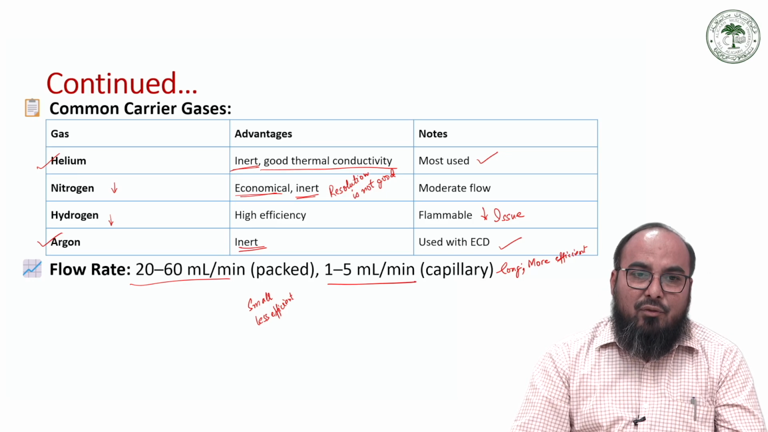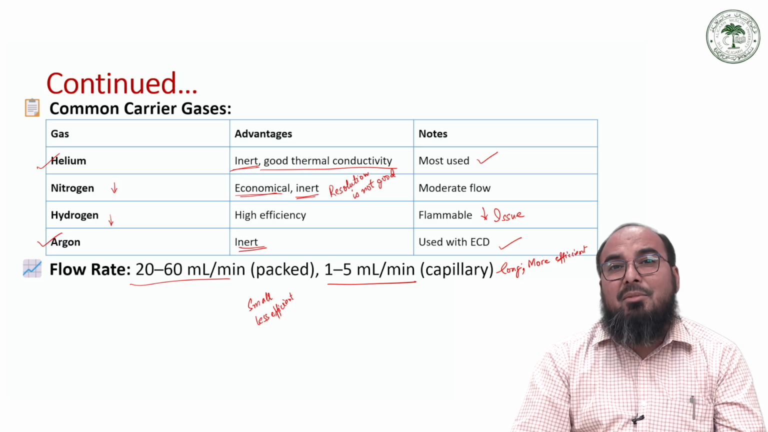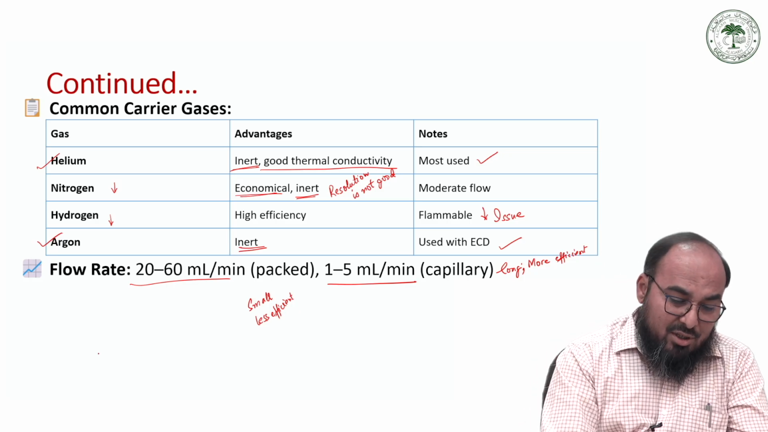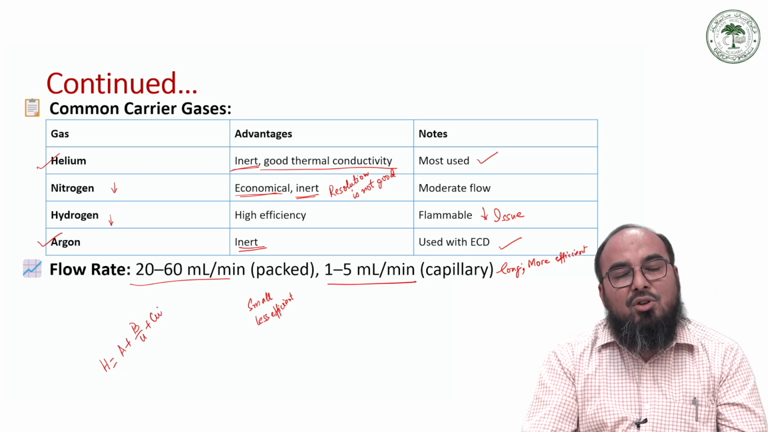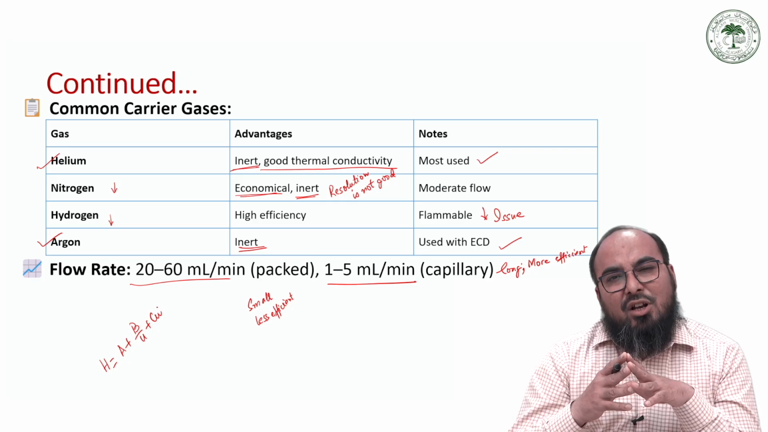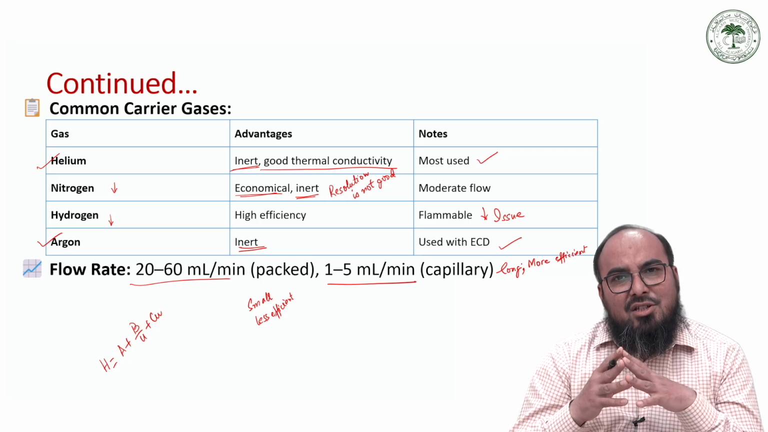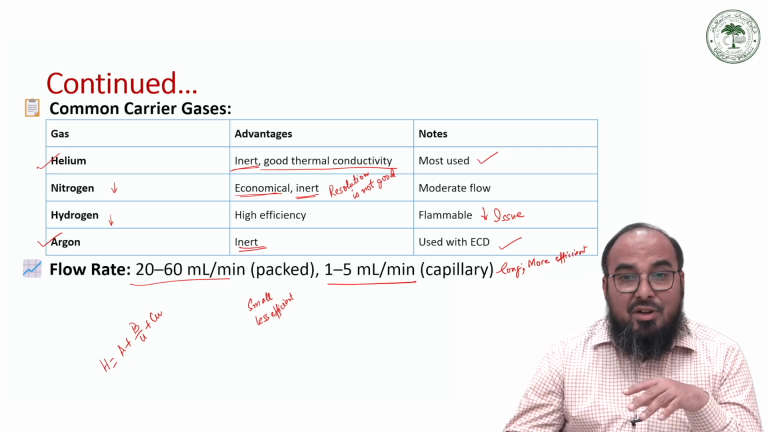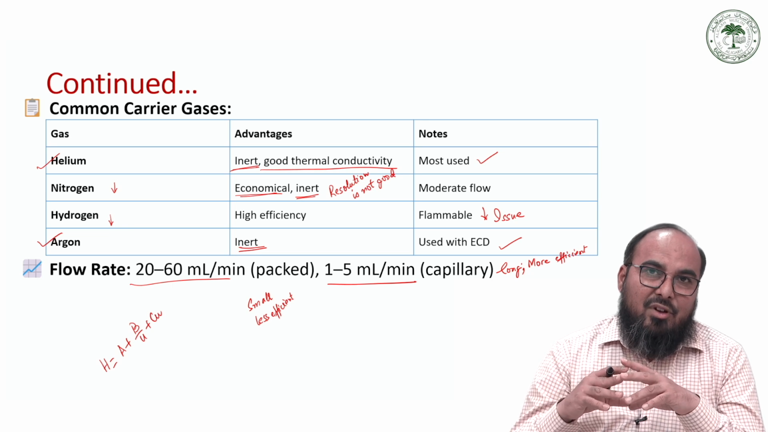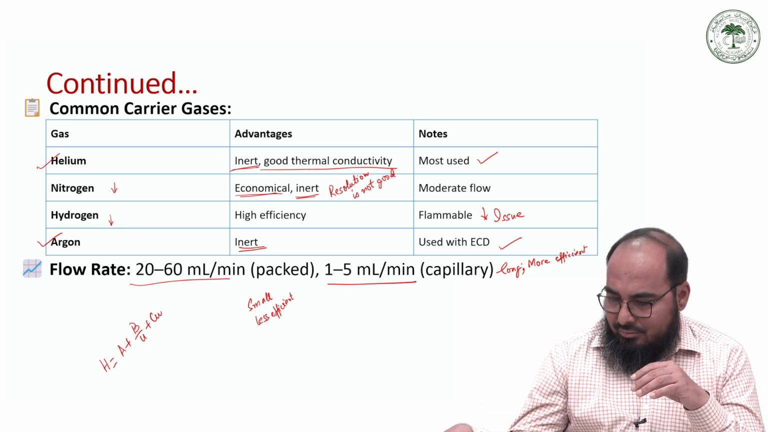So why the flow rate? Again, you have to recall the Van Deemter equation. You know the famous Van Deemter equation, H is equal to A plus B upon u plus Cu. So u is actually the mobile phase velocity, here the carrier gas velocity. So we have to be cautious. We have already worked on it.